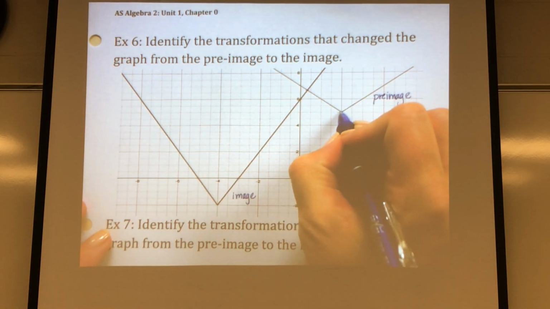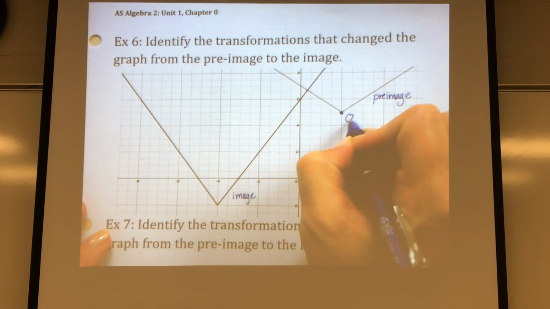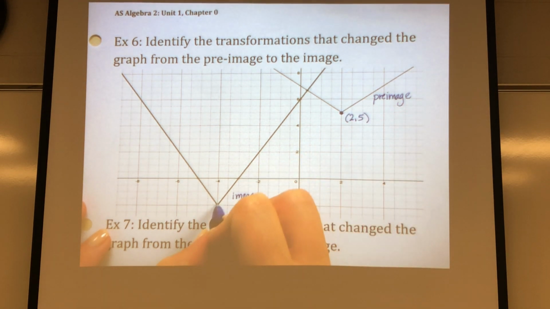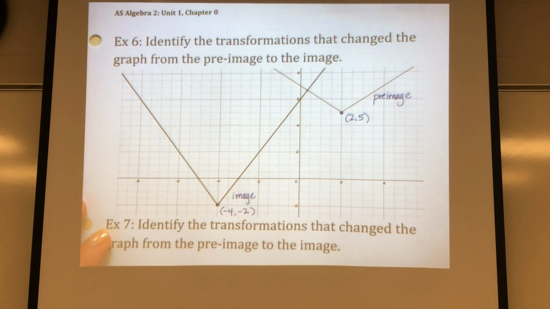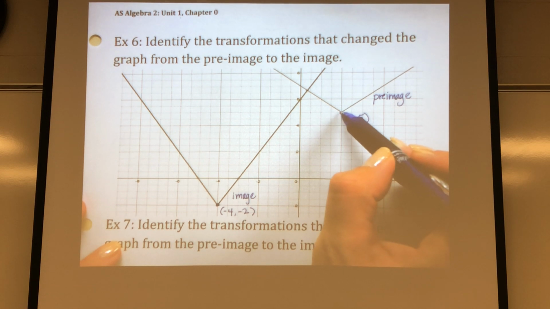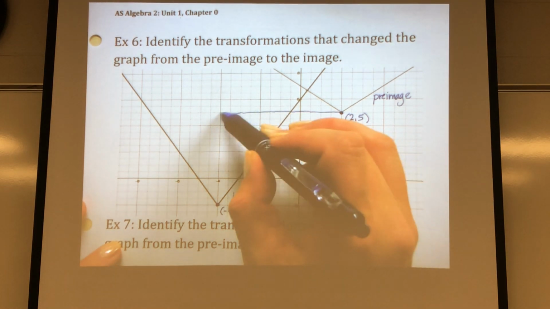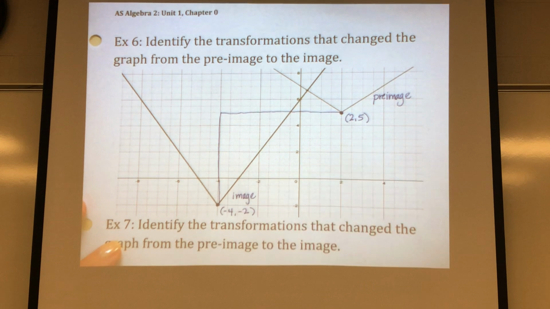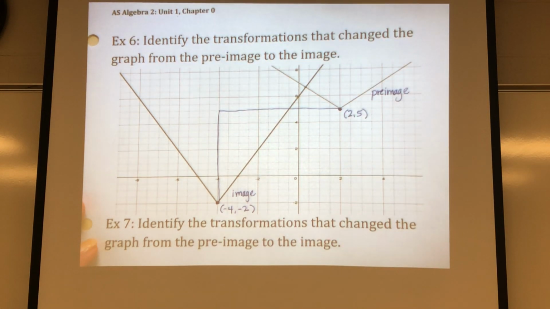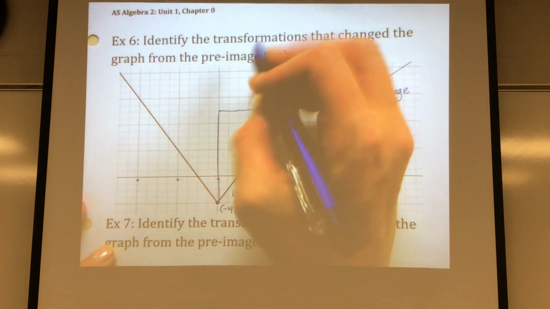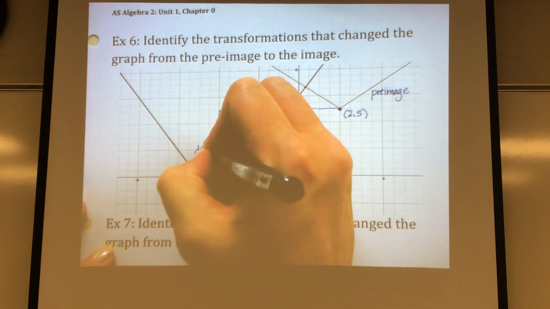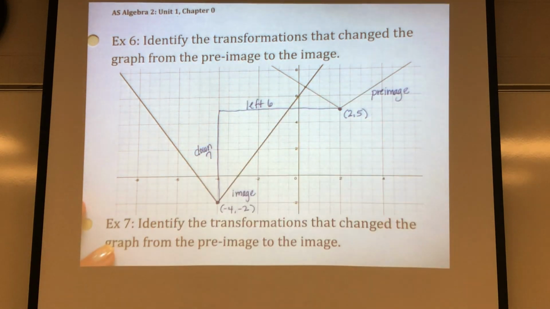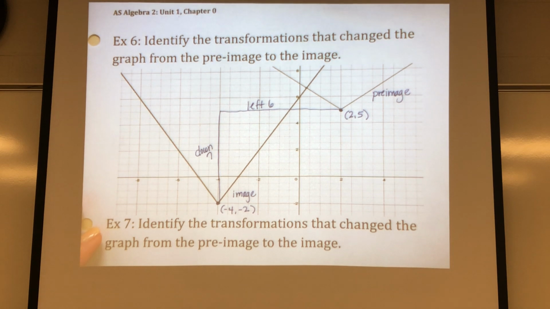So it's always good to identify the vertex. This vertex is at 2, 5. And this vertex here is at -4, -2. So we know, or we can count and see that it's moving to the left and then down. So now you need to actually just count and see how many spaces it has moved to the left and down. Hopefully you find that it is left 6 and down 7. So those are two of the transformations that have happened.